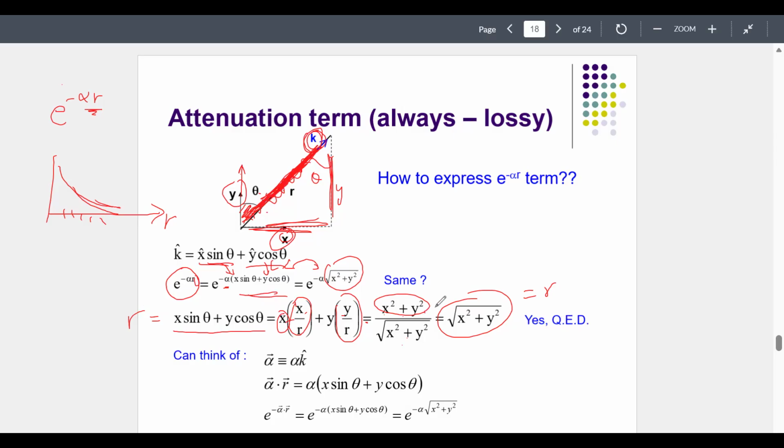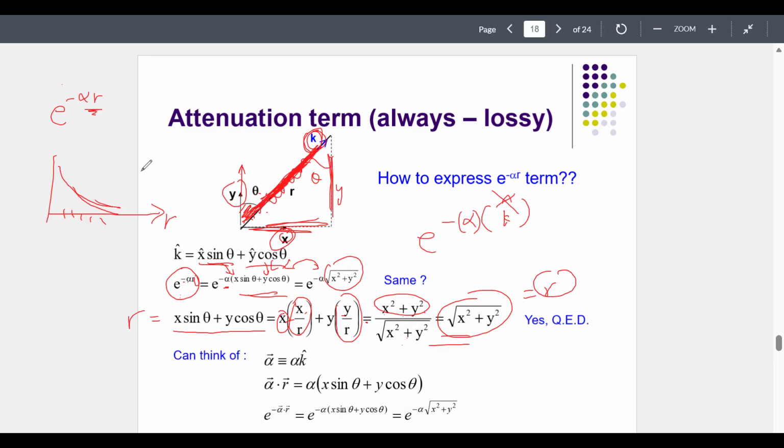Remember what we said last time? If I want to write e to the minus alpha r, one easy way to do it is to write e to the minus alpha, which I know because I calculated it, and then write r as k hat dot r without the hat, which means it's really just r. Okay, get it?